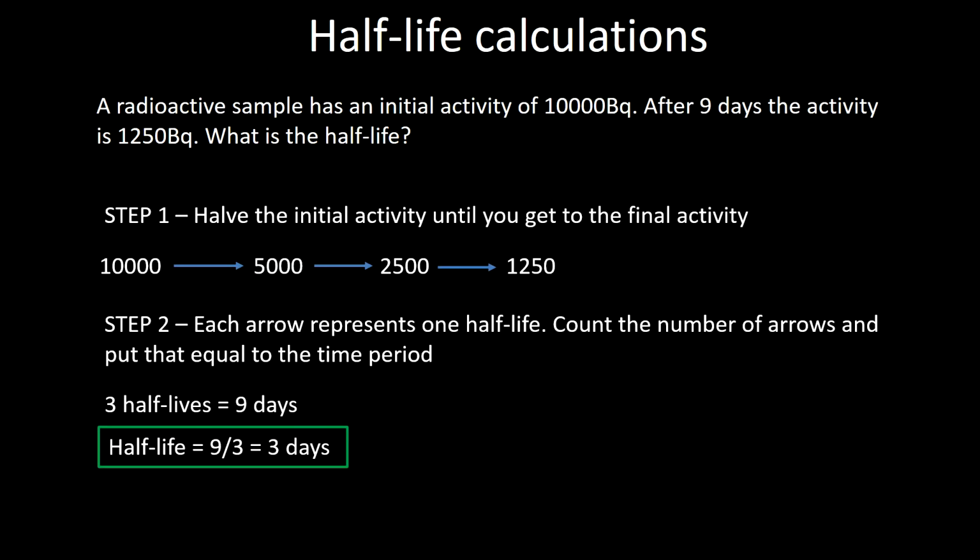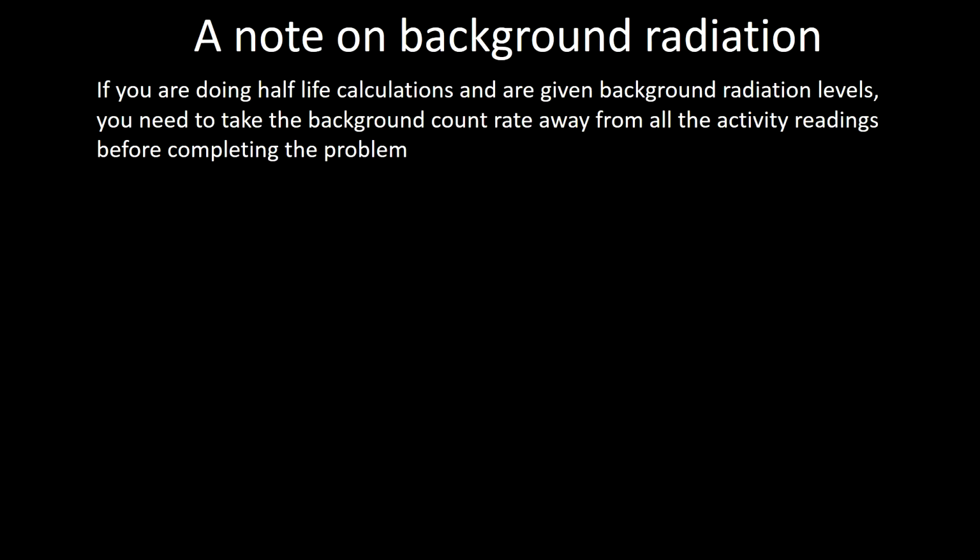There's one little thing to be careful about, which is the idea of background radiation. If you remember, background radiation comes from lots of natural and man-made sources, things like radon gas, rocks around us, food, cosmic rays. Medical uses are the main artificial source, but this is everywhere and it's kind of constant. It just stays in the background.